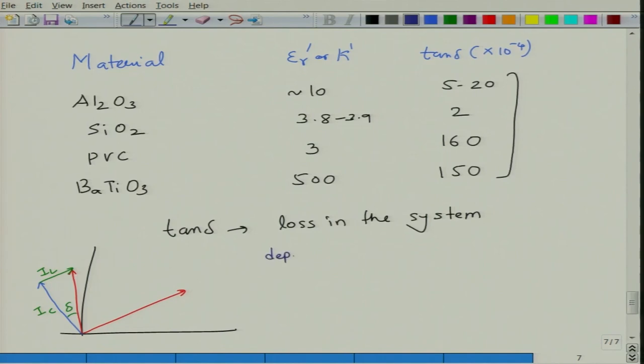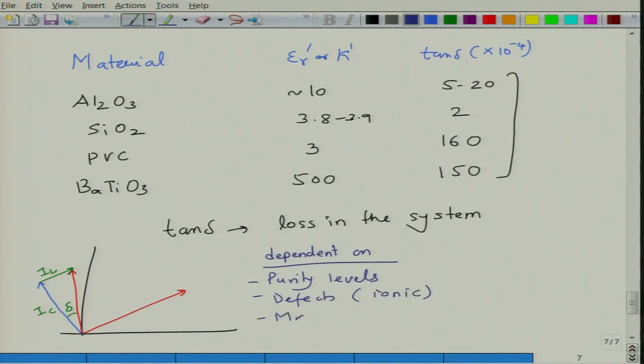This is dependent upon things like purity level, and defects. So this could be ionic defects as well as microstructural defects, such as porosity, grain boundaries, etc., and then it is also dependent upon temperature. In general, as you increase the impurities which create defects, so we saw in defect chemistry there are certain impurities which can give rise to defects, if you have more of those impurities, you will have more defects. As a result, you will have more tan delta.